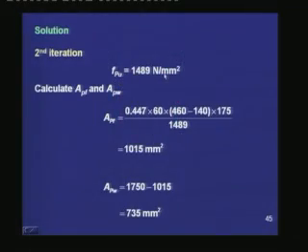In our second iteration, we are picking up this calculated value of FPU as the value to calculate APF. With FPU is equal to 1489 Newton per millimeter square, we are recalculating APF by the previous expression, where we have substituted 1489 in the denominator, and we find APF equal to 1015 millimeter square. We are recalculating APW as 1750 minus 1015 equal to 735 millimeter square.